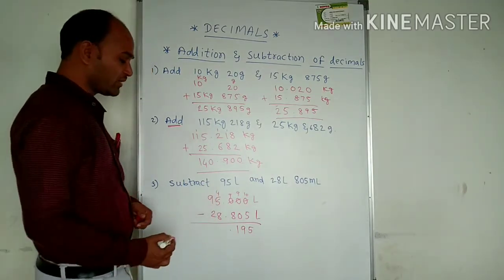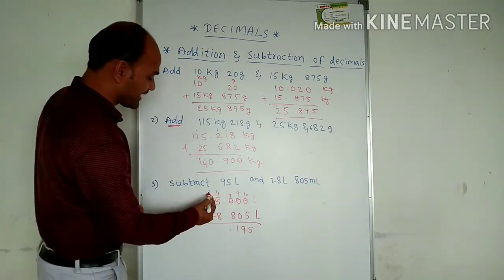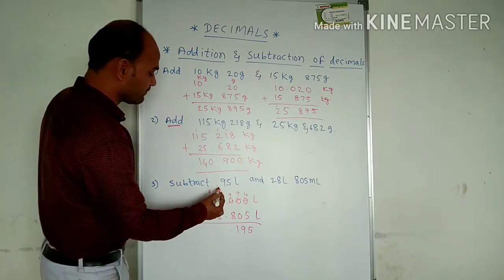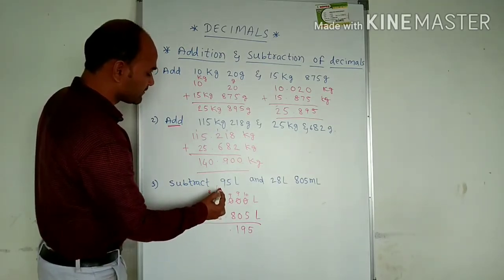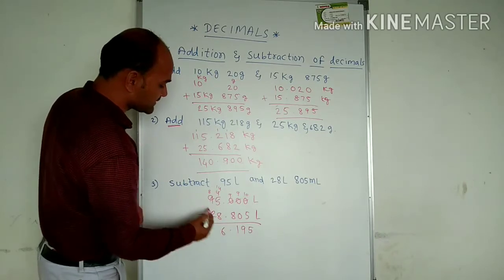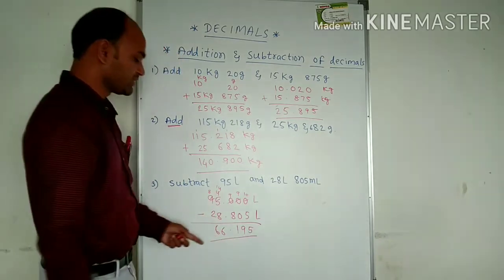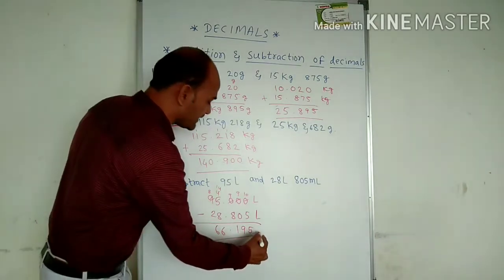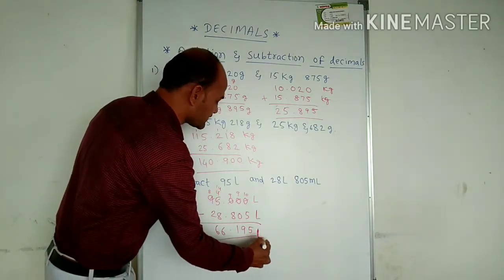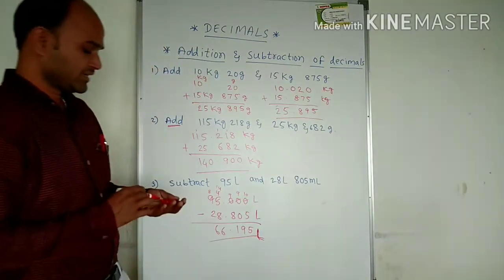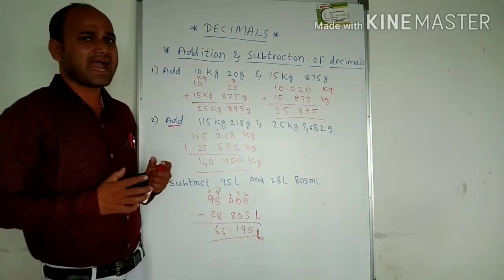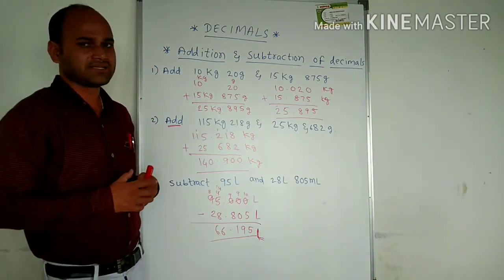4 minus 8 is not possible. We can bring 1 from here, so 8 remains and this becomes 14. 14 minus 8 becomes 6, and 8 minus 2 also becomes 6. So the answer we got is 66.195 liter. In this way we can add or subtract decimal numbers.